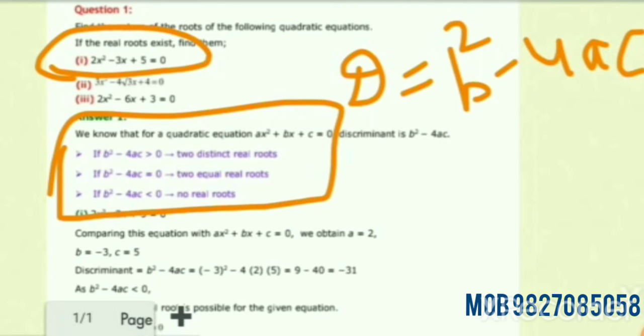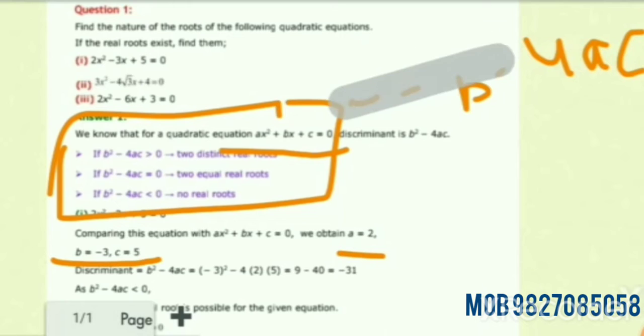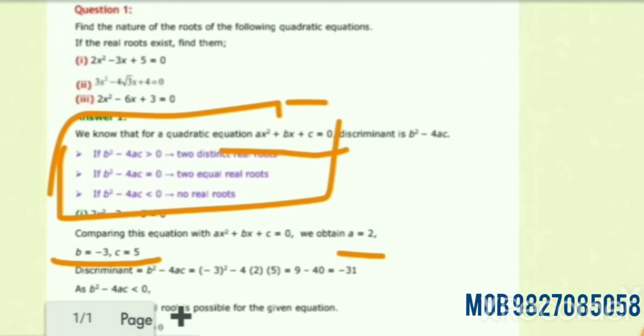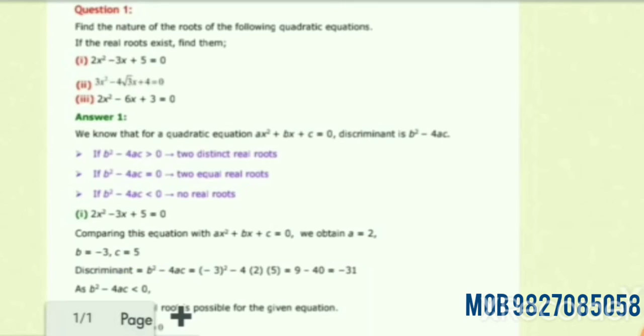When we compare this equation with the quadratic equation ax square plus bx plus c, we have to find the value of a is equal to 2, the value of b is equal to minus 3, and the value of c is equal to 5. Okay, so firstly I want to tell the nature of roots by the value of D, meaning discriminant.